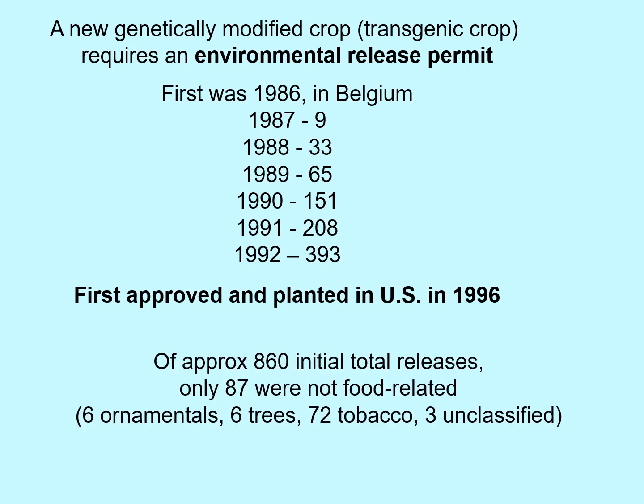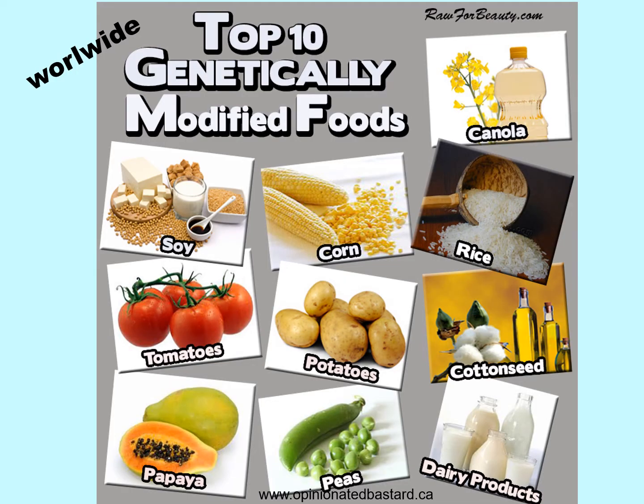And of the approximately 860 initial total releases, only 87 were not food related, and those were mostly tobacco. So by far, most of these releases, at least through the first 860, were for food. Worldwide, the top 10 genetically modified foods include dairy products, canola, which of course makes canola oil, cottonseed, used for cottonseed oil, corn, which is in almost every product in America, potatoes, peas, soy, tomatoes, and papaya.